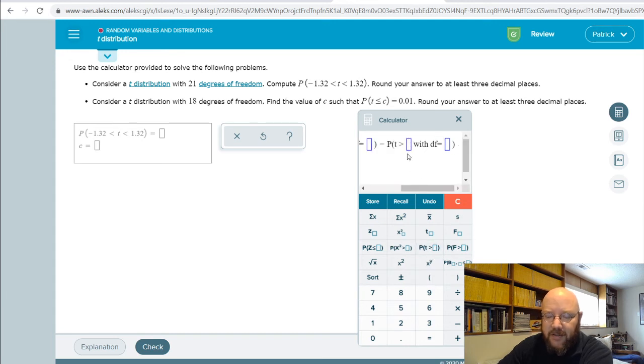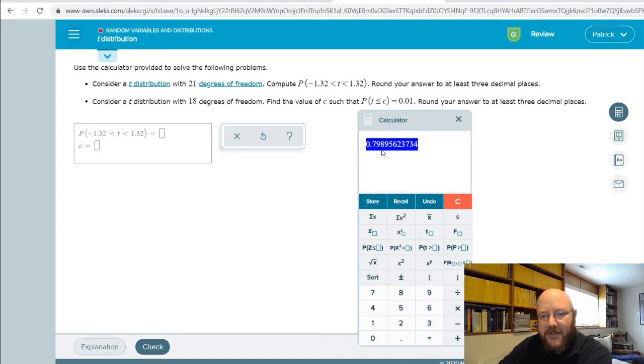And you can punch in two of these at the same time, negative 1.32 with 21 degrees of freedom. And it's really easy to tell if you got it backwards, which you might have done here, because it'll give you the undefined. All right, so I did it backwards, so negative 1.32, and if you get that undefined, you just did it backwards, no big deal. And then let's go ahead and subtract that. There we go, 1.32 with 21 degrees of freedom. There's our answer.